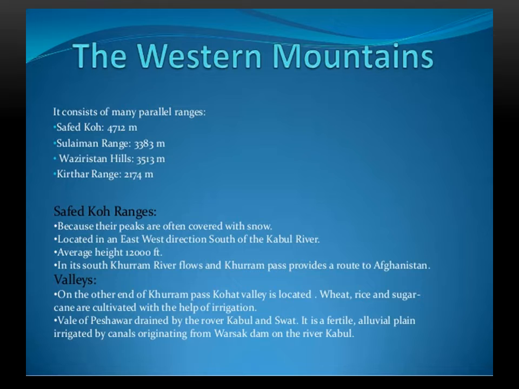In the Northern Mountains, we talked about the Karakoram range and the Himalayas, and in the Northwestern Mountains, we learned about the Hindu Kush mountain. Now we are going to start with the Western Mountains, and you know the Western Mountains of Pakistan consist of many parallel mountain ranges. Passes through these mountains have been widely used over several decades: Khyber, Khurram, Tochi, Gomal, and Bolan.